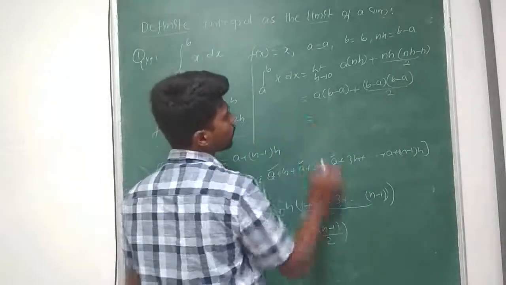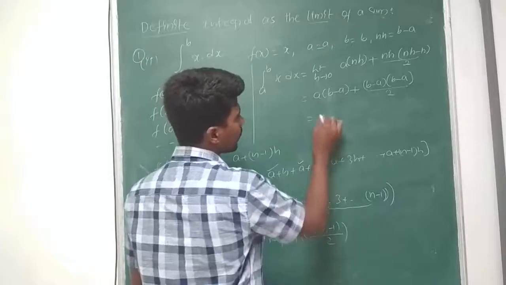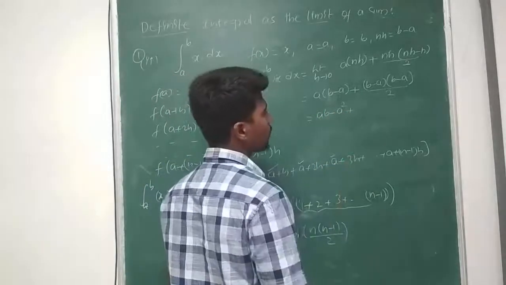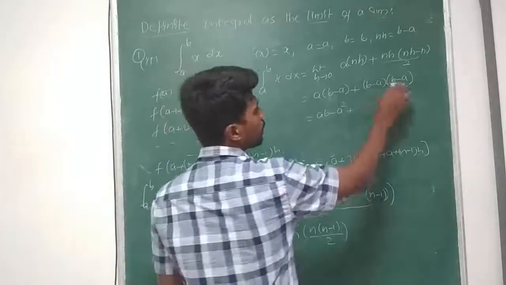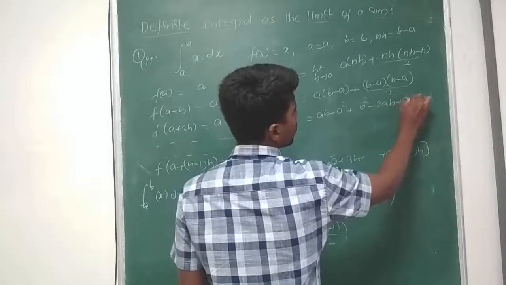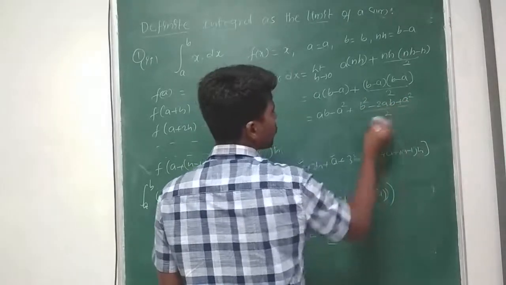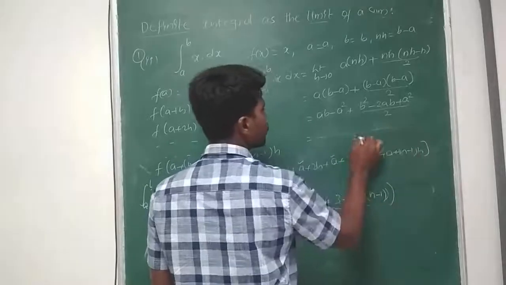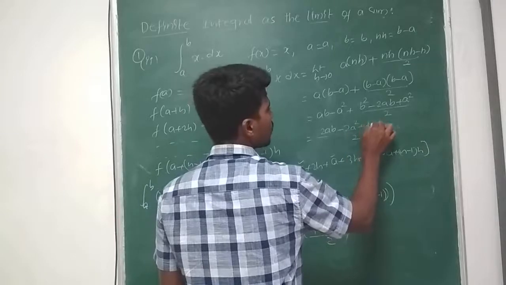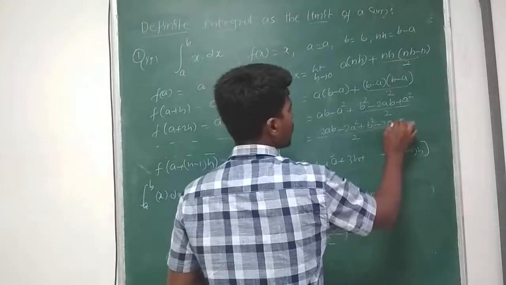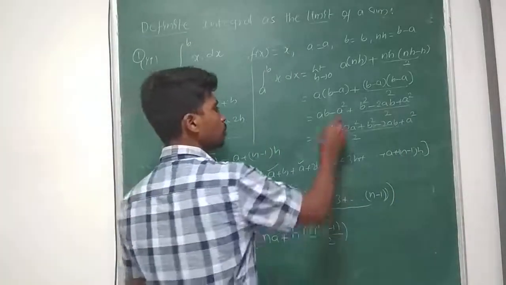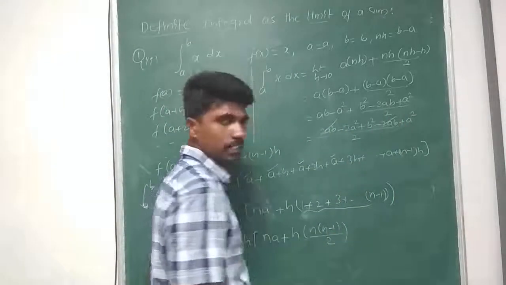So what am I getting? I am getting the answer as ab minus a square plus b minus a whole square, which is nothing but b square minus 2ab plus a square, by 2. Take LCM: 2ab minus 2a square plus b square minus 2ab plus a square. So plus 2ab minus 2ab gets cancelled.